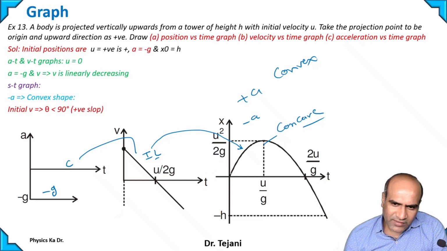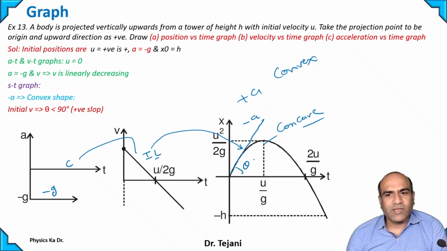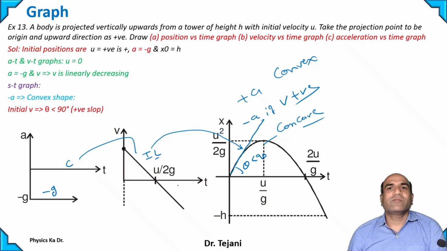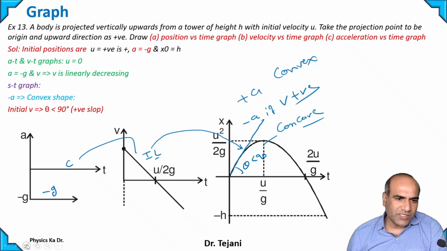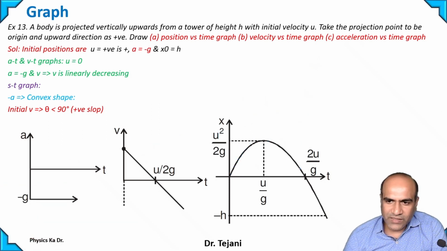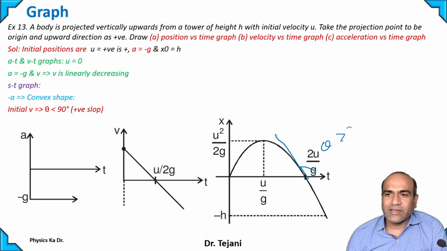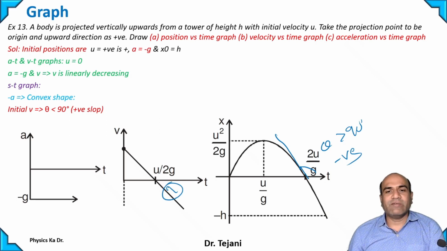And then this angle is less than 90 if velocity is positive. And if you see on the opposite side, here velocity is negative. Theta is greater than 90, negative velocity. See here, this is the region where velocity is negative.